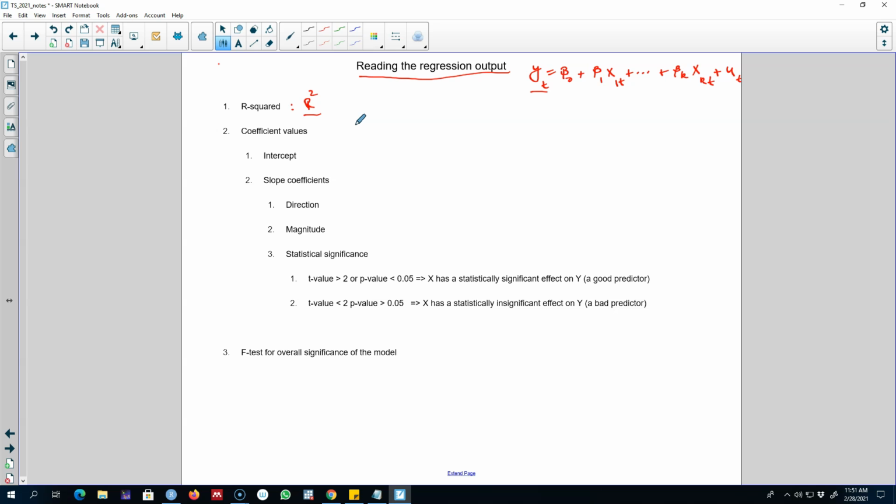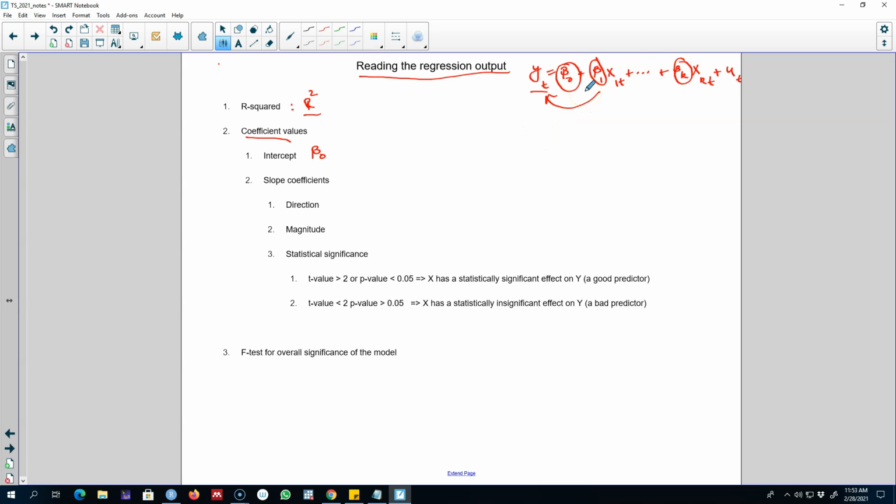And then probably the most important thing that we need to read in a regression output are these coefficient values. Remember, beta 0 shows you the value of yt when all these x variables are set to equal to 0. So this intercept will show you this impact. And then we may be interested in the impact of each of these x variables on y. For example, this beta 1 coefficient shows the impact of x1 on yt, and beta k shows the impact of the kth x variable on yt.